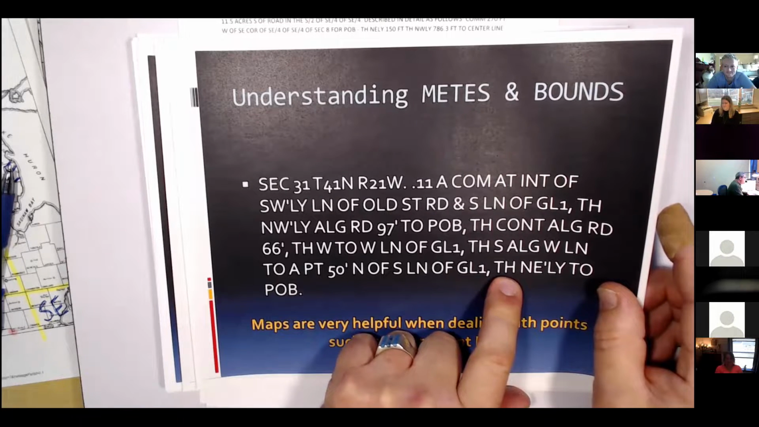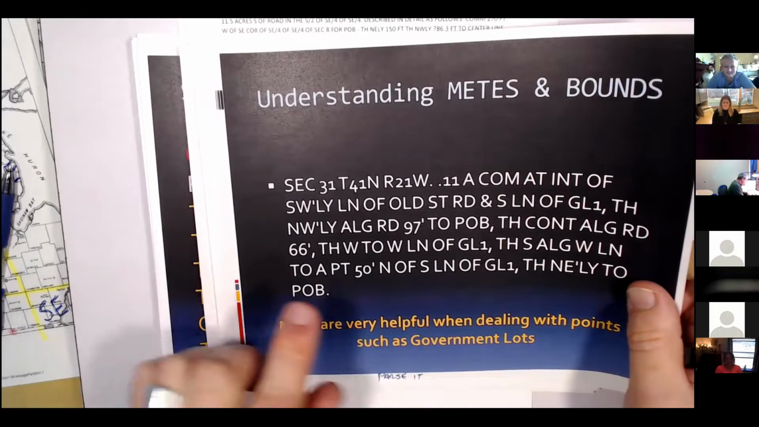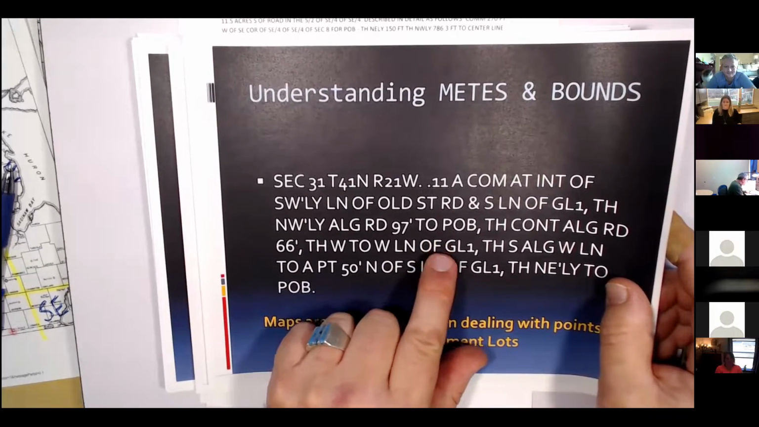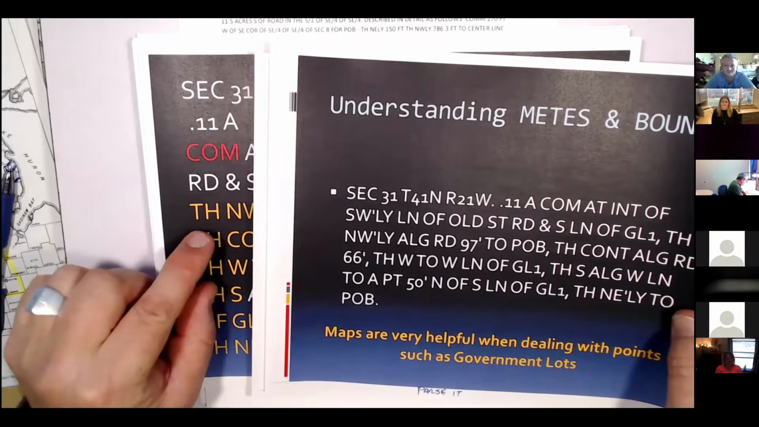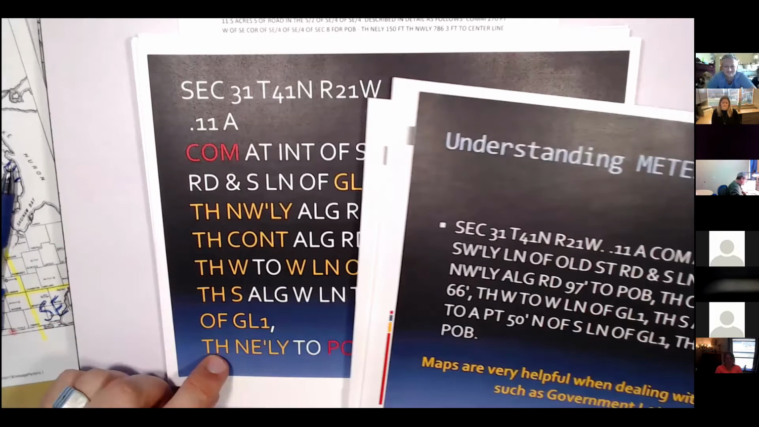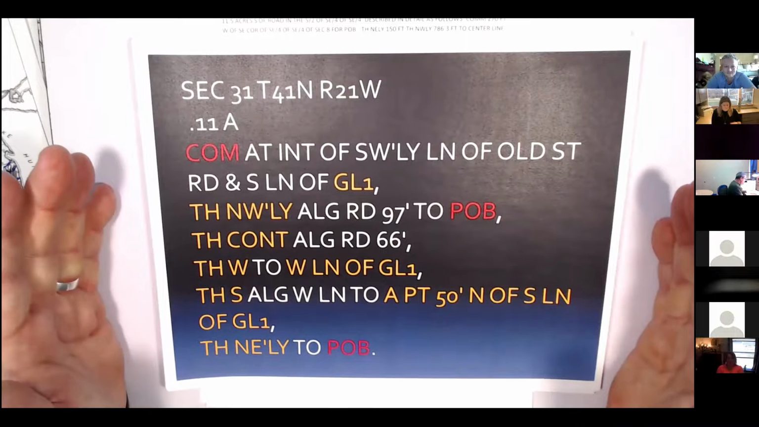You're basically changing direction and going a new distance. So what you do with this is you put it in your word processor, and every time you see "then," you make it a new line, just like it is on here. Once you've done that, this whole process gets so much easier.